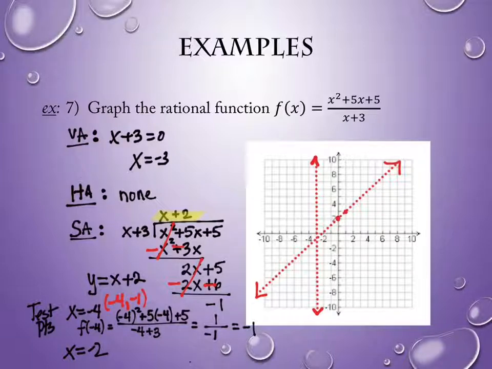That red's hard to read. Sorry about that. So -4, -1 would be right here. It's slightly above the dotted line. Slightly. And then we'll test the point at -2.